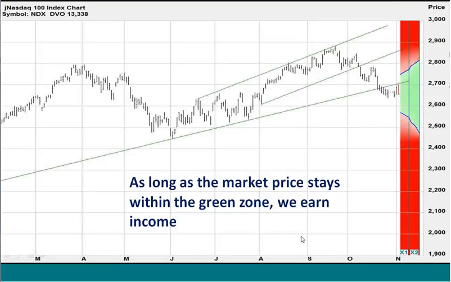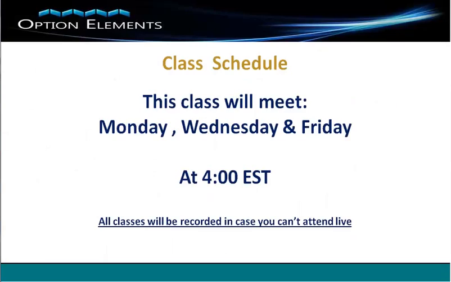So this vertical line right here is September, down here at the bottom, then October. We're getting into November now. So that's an example of what I'm going to show you guys about earning monthly income trading options.